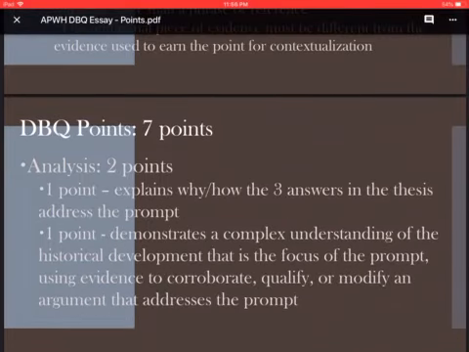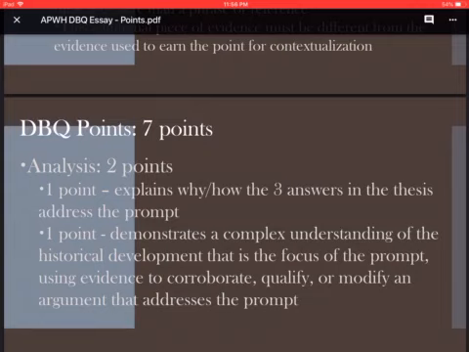And the last 2 points are analysis. Analysis is about explaining how or why your 3 answers in the thesis address the prompt. You must demonstrate a complex understanding of the historical development that's the focus of the prompt, using your evidence to either corroborate, qualify, or modify an argument that addresses the prompt. Analysis is where you explain the nuance of an issue by analyzing multiple variables. You include similarities, differences, continuities, and changes, or multiple causes and effects.